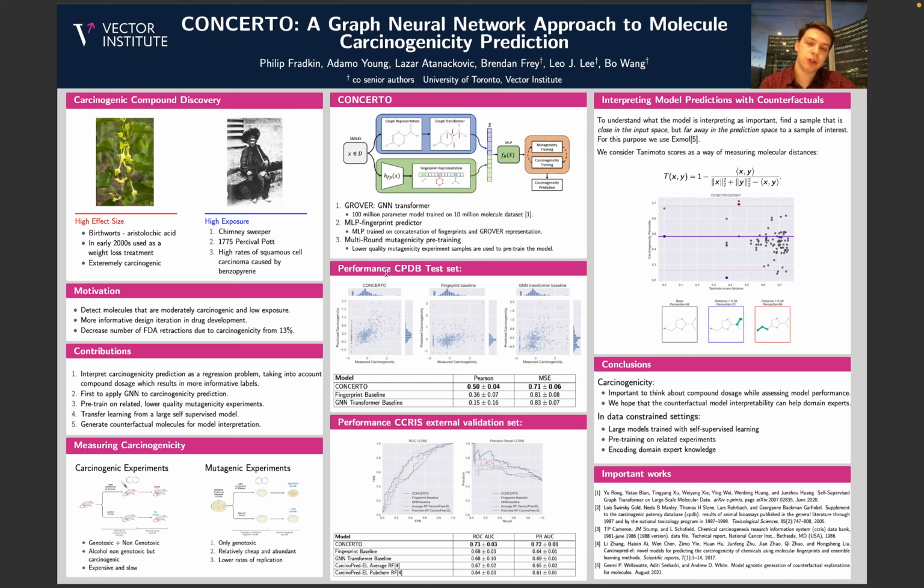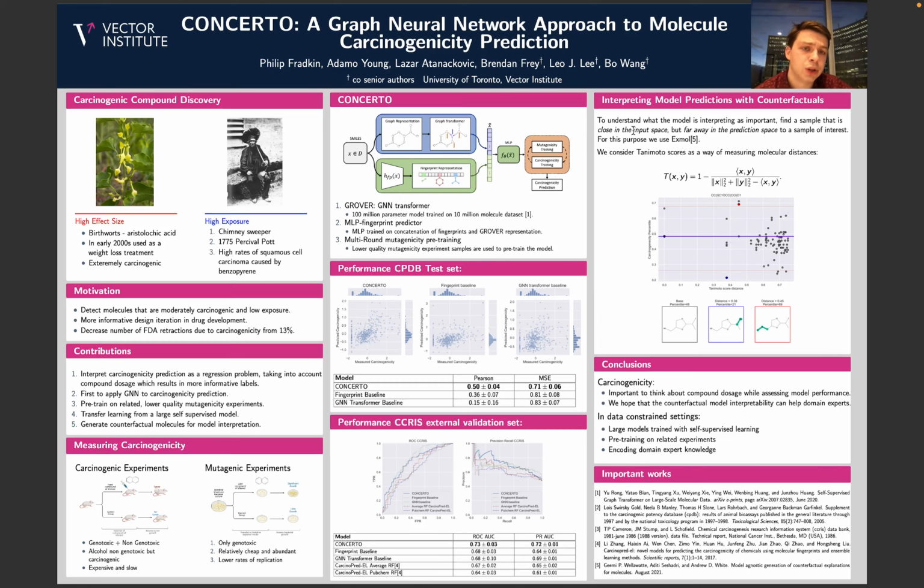So in our evaluation, we first test our model performance on the CPDB test set, and we find that CONCERTO outperforms two of our baselines, which is part one, the GNN transformer baseline, and part two, the fingerprint baseline. And we find that on CCRIS, an external test set, CONCERTO performs better than our baseline. In addition, we evaluate against Carcinopred EL, which was also trained on CPDB, which is an ensemble-based fingerprint method.